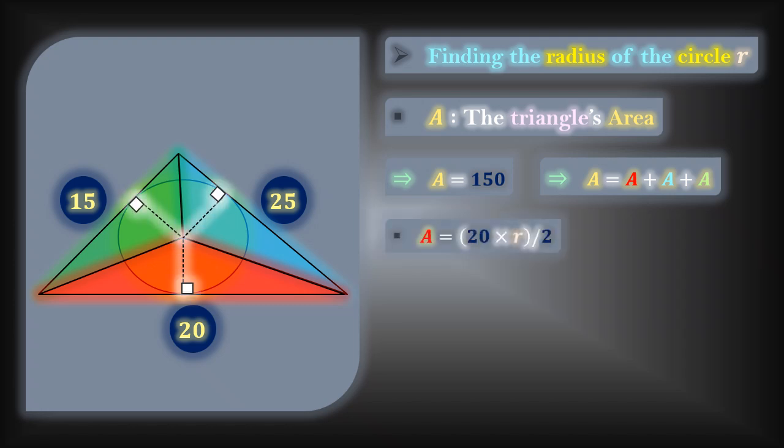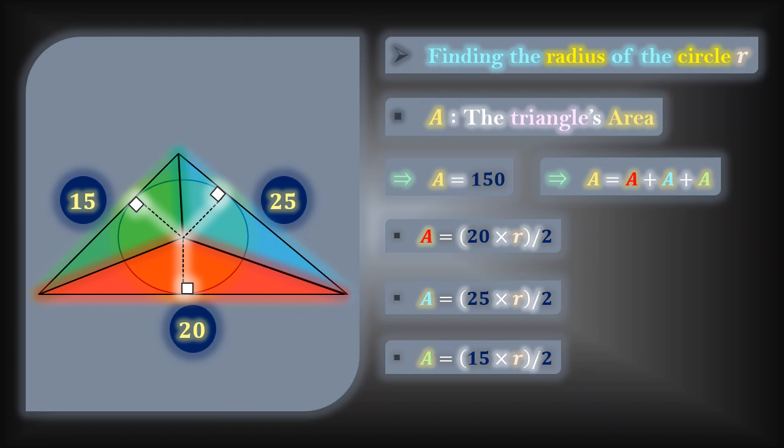Now, if we draw the radius of the circle reaching the tangency points of the circle with the principal triangle, we find that the area of the red triangle is equal to 1/2 multiplied by the length of its base, which is equal to 20 units, multiplied by the radius of the circle denoted by r. Similarly, the area of the blue triangle is equal to 1/2 multiplied by the length of its base, which is equal to 25 units, multiplied by the radius r. Likewise, the area of the green triangle is equal to 1/2 multiplied by the length of its base, which is equal to 15 units, multiplied by the radius r.